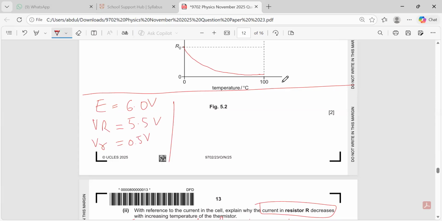Now, that was the scenario in the beginning. On heating, the resistance of the thermistor decreases. This implies that the total resistance of the circuit decreases. This implies that the total current will increase. Now, see the equation, my dear friends. E minus I r is equal to I R.